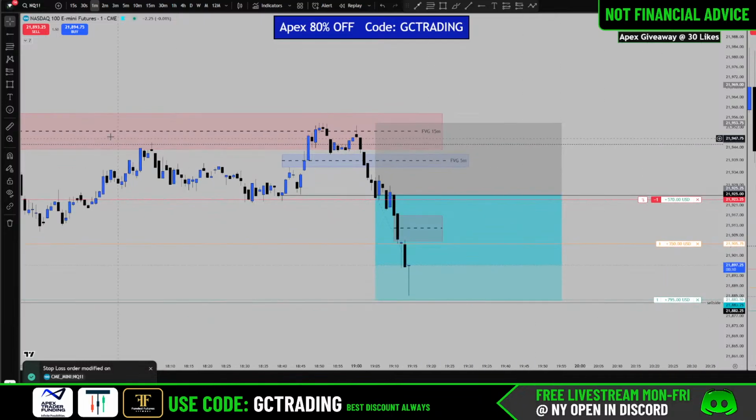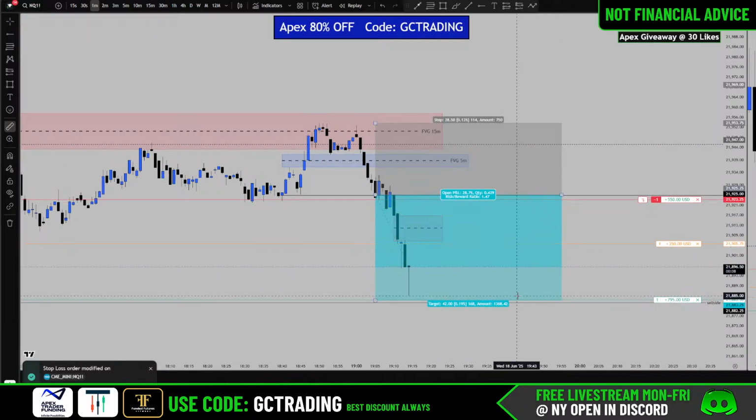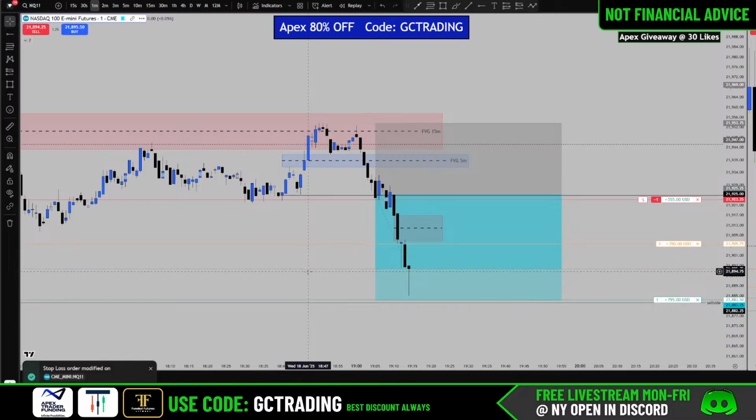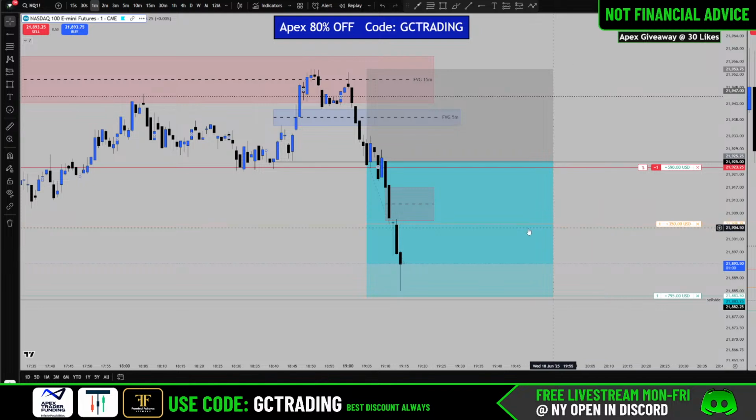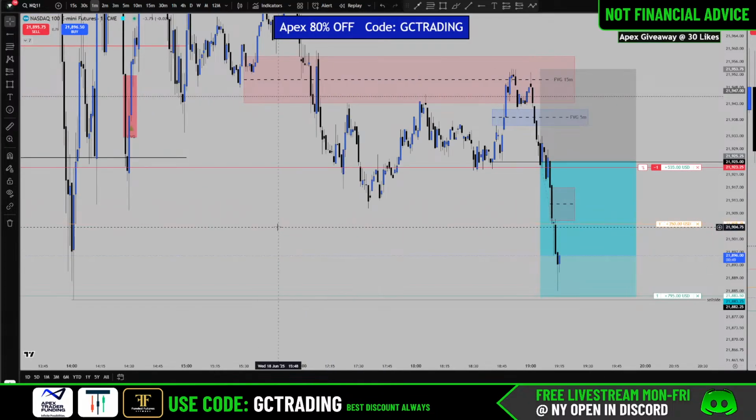We got so close, guys. We got so close to the target. Less than 2 points. And we already did take 2 cons off, so we're just trailing this last one right there. Yeah, it's a nice little trade here, nice little trade.